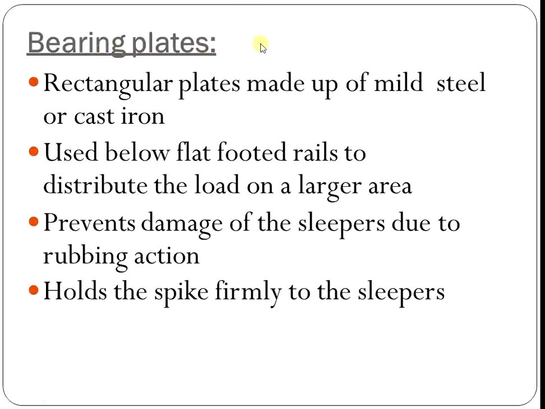Next one is the bearing plates. The rectangular plates made up of mild steel or cast iron are used below flat-footed rails to distribute the load on a larger area, prevent damage of the sleeper due to rubbing action, and hold the spike firmly to the sleepers.